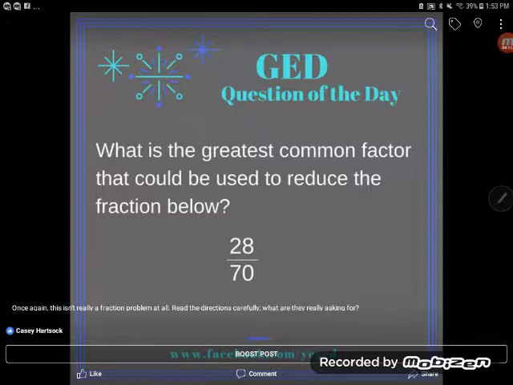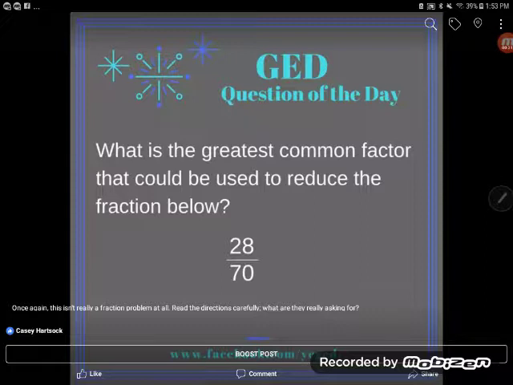And again, we're faced with a problem that could show up on the first five of your GED math test, the problems where you don't get a calculator. So let's take a look. What is the greatest common factor that could be used to reduce the fraction below?